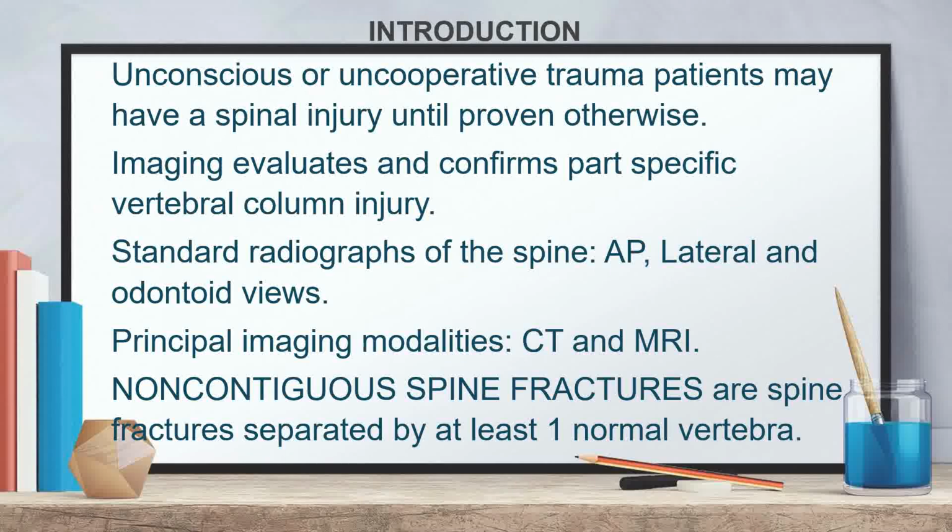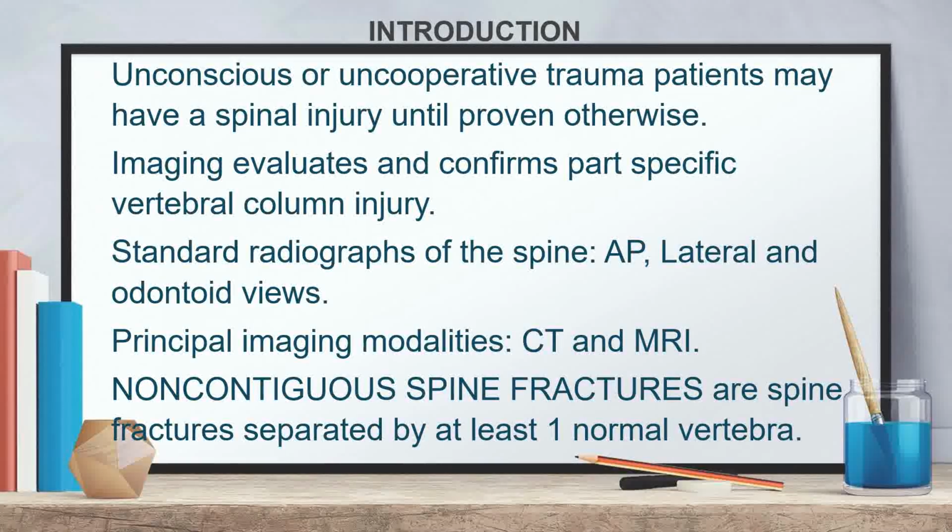The imaging recommendations for evaluation of cervical spine symptoms have changed in recent years. The principal imaging modalities for the evaluation of traumatic spine injury are computed tomography and magnetic resonance imaging. Neuroimaging techniques show the exact location of injury, evaluate the stability of the spine, and determine neural element compromise.